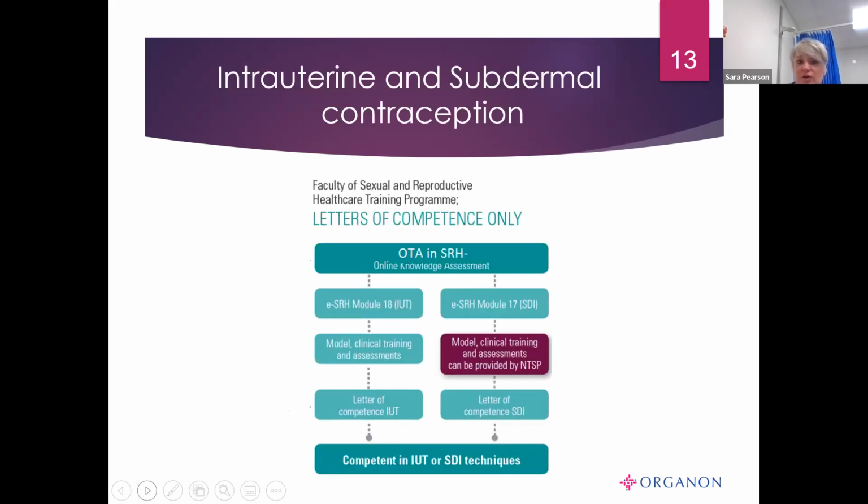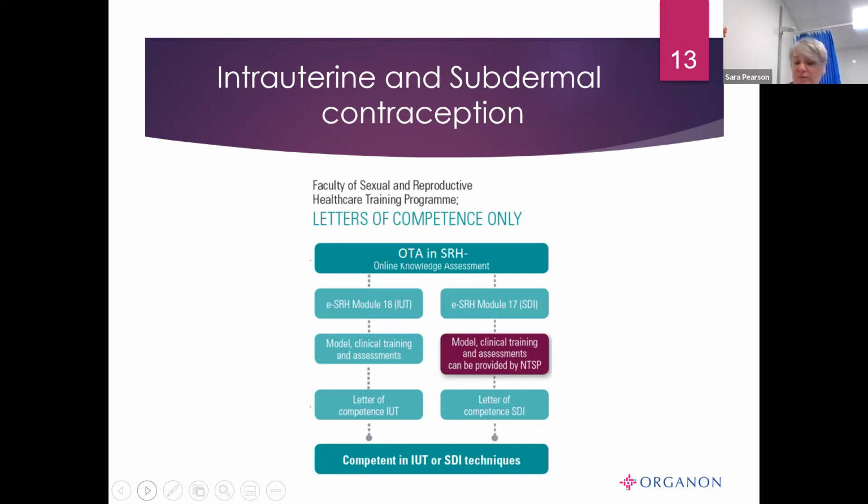So this is just your information regarding intrauterine and subdermal contraception letters of competence. Can't see who's on the call today, and I don't know if we've got any coil fitters or any implant fitters, but as an implant trainer, I'm more than happy to answer questions on the programme for the implant training. And these are the two modules that, as the coils, you would do 18. It used to be 18 and 17. The implant one is now 14.